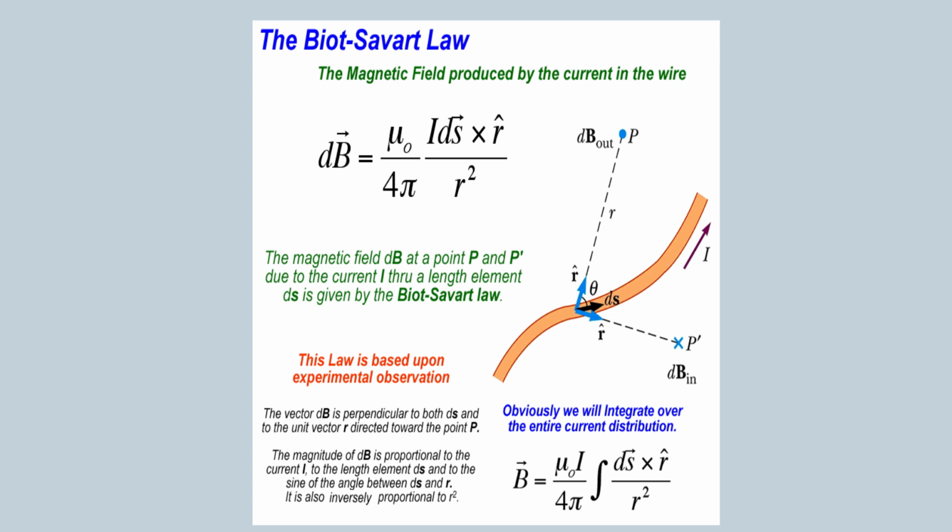In the diagram, for the small magnetic field produced by the current in the wire, dB equal to mu naught upon 4 pi, I ds cross r cap upon r square. The field points are represented by P and P dash, and the total magnetic field B equal to mu naught I upon 4 pi integral ds cross r cap upon r square.